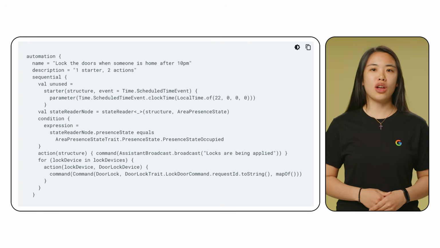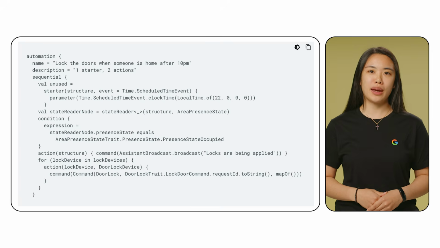Finally, consider using AreaPresenceState, a structure-level trait that detects whether anyone is at home in your automation. In this example, the automation locks the doors when someone is at home after 10 p.m.